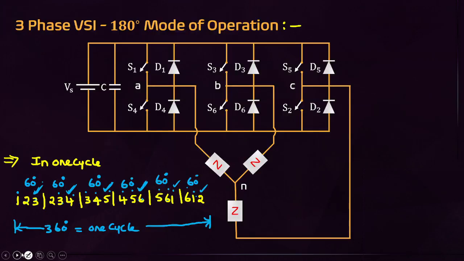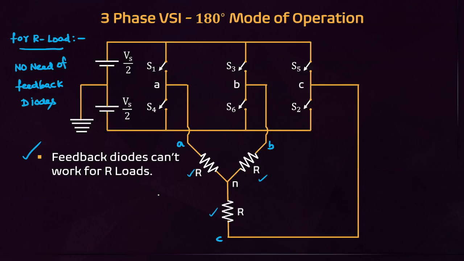This is a matching question. Then what do you mean by 180-degree mode? In 180-degree mode, the sequence of conduction of devices is like this: 1, 2, 3; 2, 3, 4; 3, 4, 5; 4, 5, 6; 5, 6, 1; 6, 1, 2. That is, 180-degree mode means each device is allowed to conduct 180 degrees. Each switch is triggered at a 60-degree interval. Each device will conduct 180 degrees, but each switch is triggered at a 60-degree interval. That is nothing but the 180-degree mode of operation.